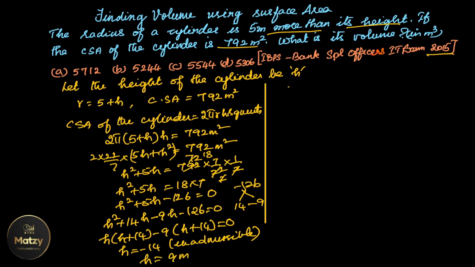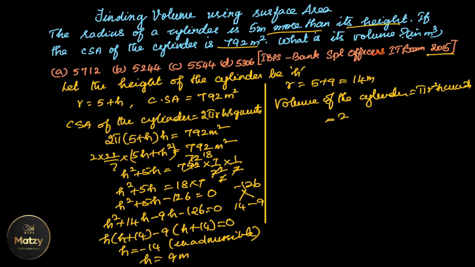What is its radius? 5 meters more than its height, so it is 14 meters. What do we have to find out? The volume of the cylinder. What is the volume of the cylinder? Pi r square h cubic units.